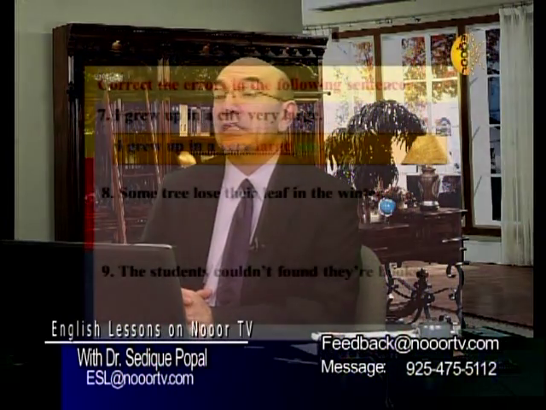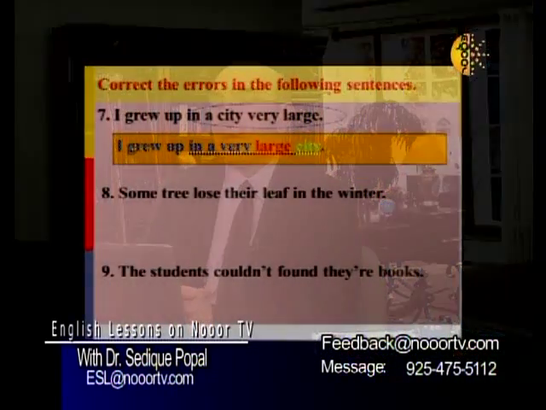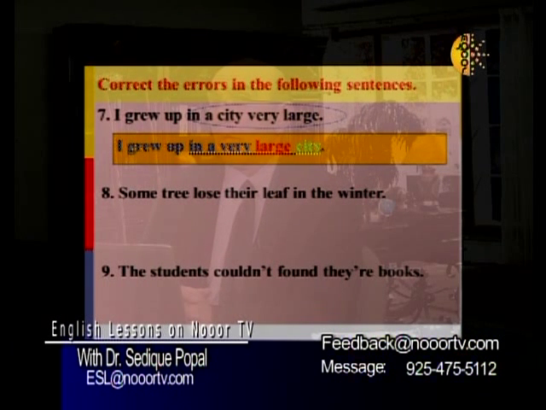Welcome back. We were working on error corrections, finding mistakes and fixing them. So we did the first 7 sentences, and now we are going to do sentence number 8 and sentence number 9. Sentence number 8, again, I want you to find the problem in the sentence and then fix it based on the rules we have studied before.